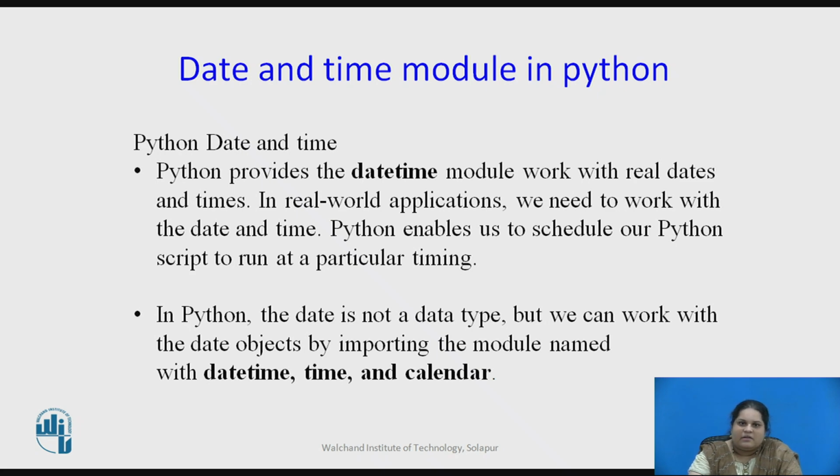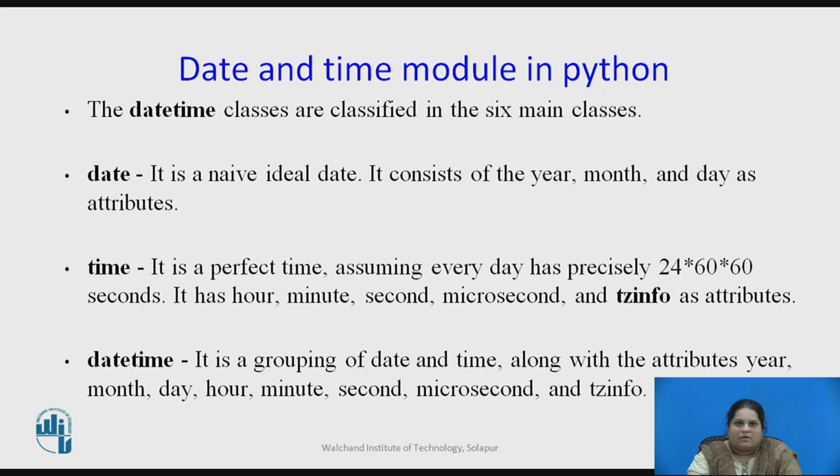Similarly, here three modules are present. For example, datetime is there, time is there, and the calendar module is there. We can use the objects of these modules by importing the module name, and we can access the methods and classes. After that, we will observe the datetime classes, which are classified into 6 main classes.